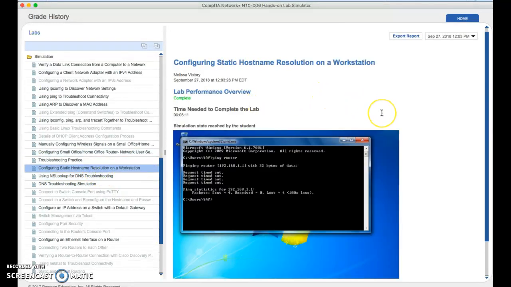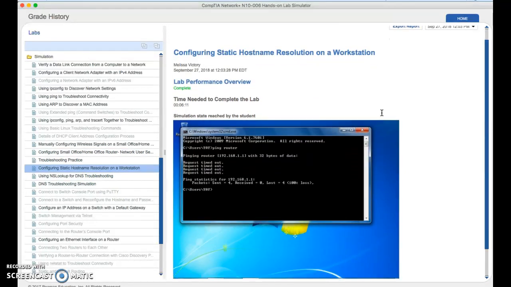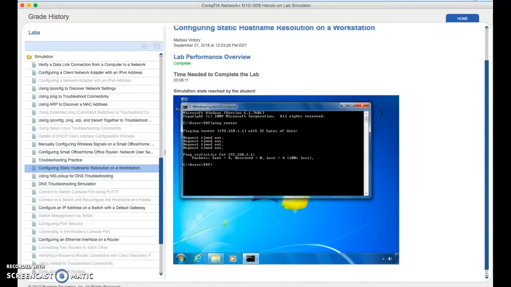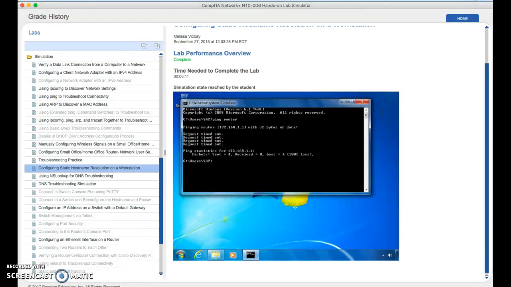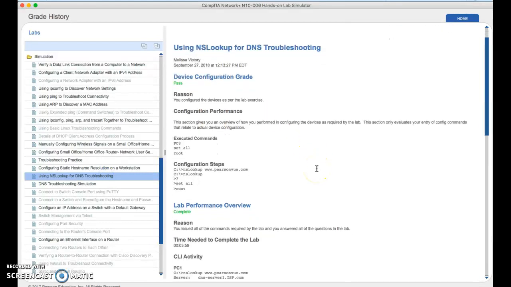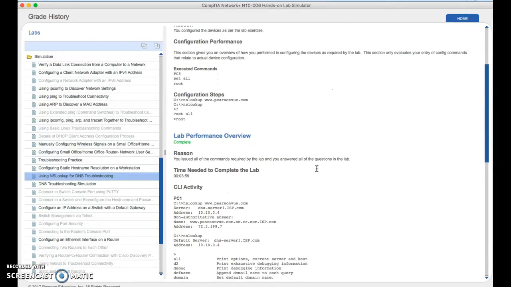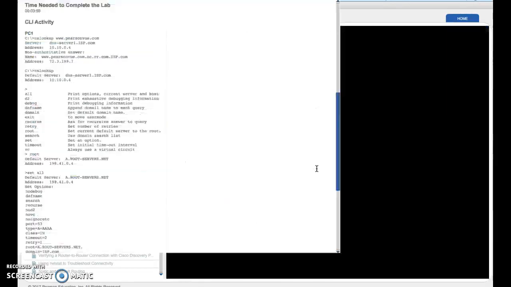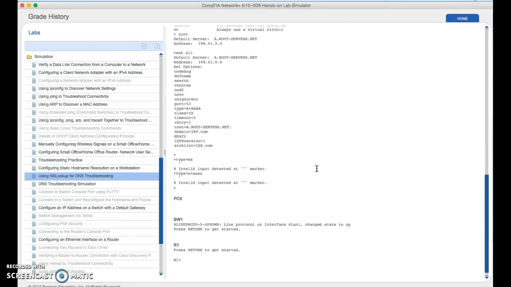Then I did configuring the static host name resolution on a workstation. This one took me a little bit longer. I think I understood the simulation state, but I think I issued a few incorrect commands and had to back myself out to try to remember to get back to a starting point where I could then go forward again. Then I did using NSLOOKUP for the DNS troubleshooting. Again, I had no problem doing the configurations. I was able to issue all the commands I needed, and that was a pretty easy one for me.